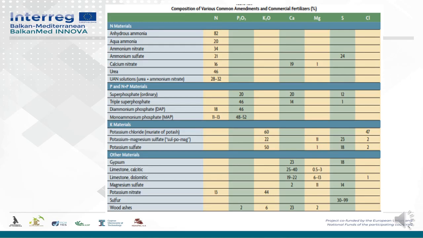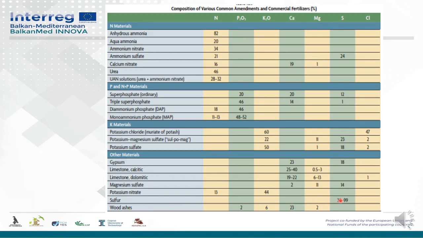The macronutrients considered here are nitrogen, phosphorus, potassium, calcium, magnesium, sulfur, and chlorine. You see here different concentrations, content of nutrients. These are different fertilizers for phosphorus or the combination of nitrogen and phosphorus materials. Potassium materials are used to supply potassium in the soil. And here the other materials, some of them can be used in organic agriculture, like gypsum, limestone, or wood ashes.